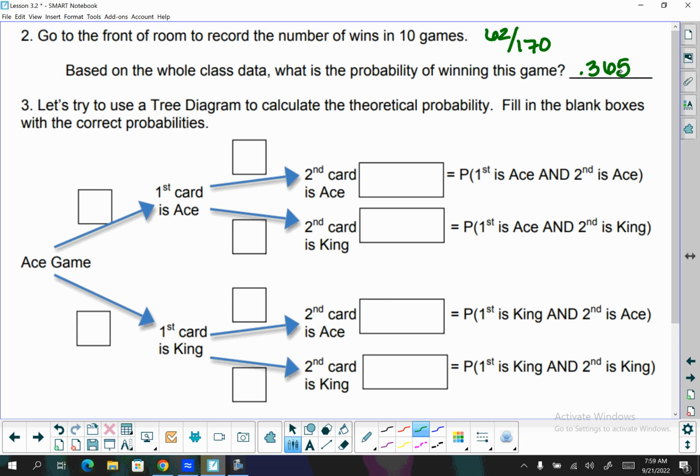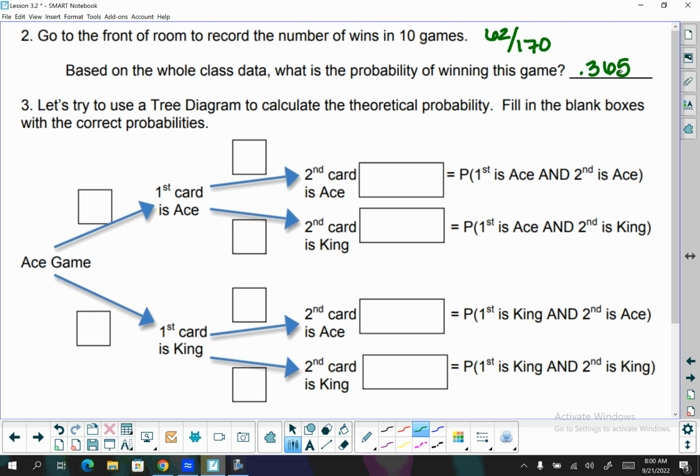Okay, so now we're going to fill in some probabilities on this tree chart to see if we can figure out the actual theoretical probability of winning the game. That's an experimental probability, what we just calculated. Empirical is the word that our book uses. Okay, so it's called the ace game. So what is the probability if you have all 5 cards that the first card is an ace?